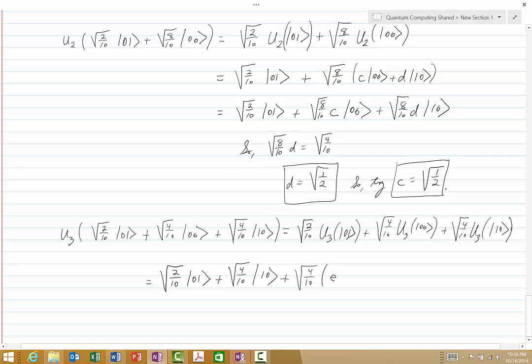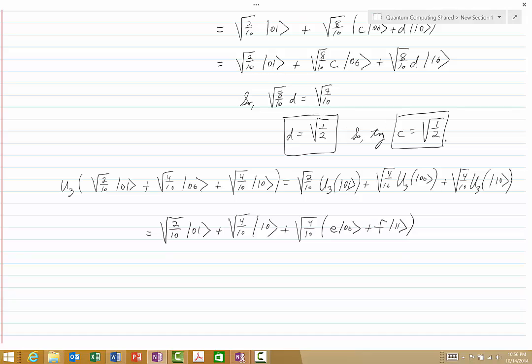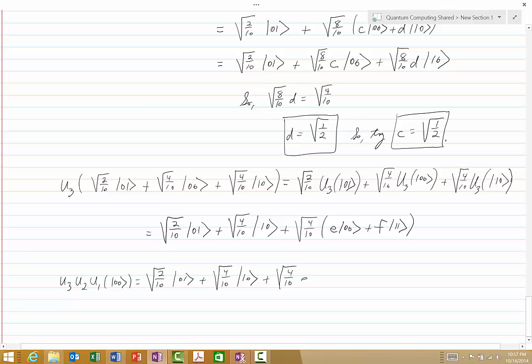we're told is E 0 0 plus F 1 1, and therefore when we put this all together we get u3 u2 u1 of 0 0 is equal to square root of 2/10 0 1 plus square root of 4/10 1 0 plus square root of 4/10 E 0 0 plus square root of 4/10 F 1 1.